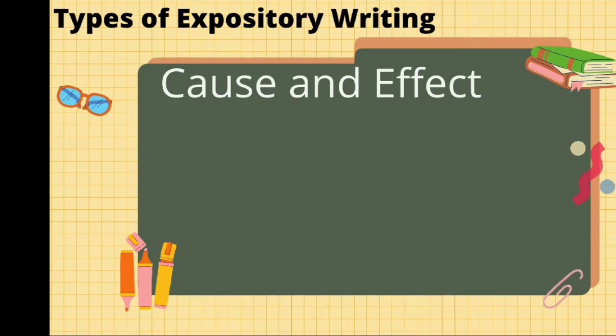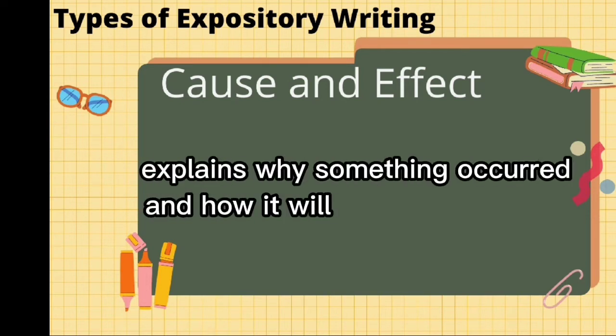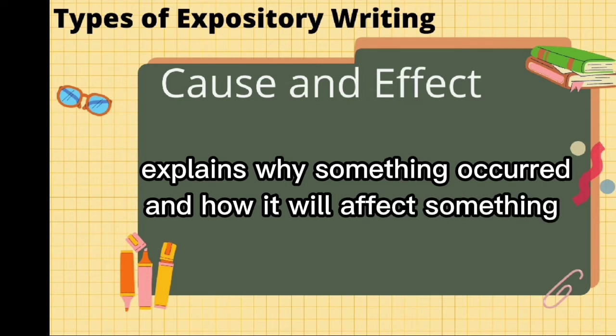The next one is cause and effect. In this one, the writer explains why something occurred and how it will affect something. The recommended consequences might be true or hypothetical, but the author must verify them.